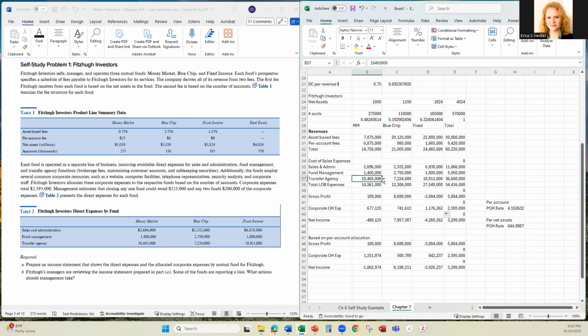So I would maybe consider taking those transfer agency fees and including those in the corporate overhead expense, and allocating those ratably also. That might solve their out of whack numbers here a little bit. Just an idea.